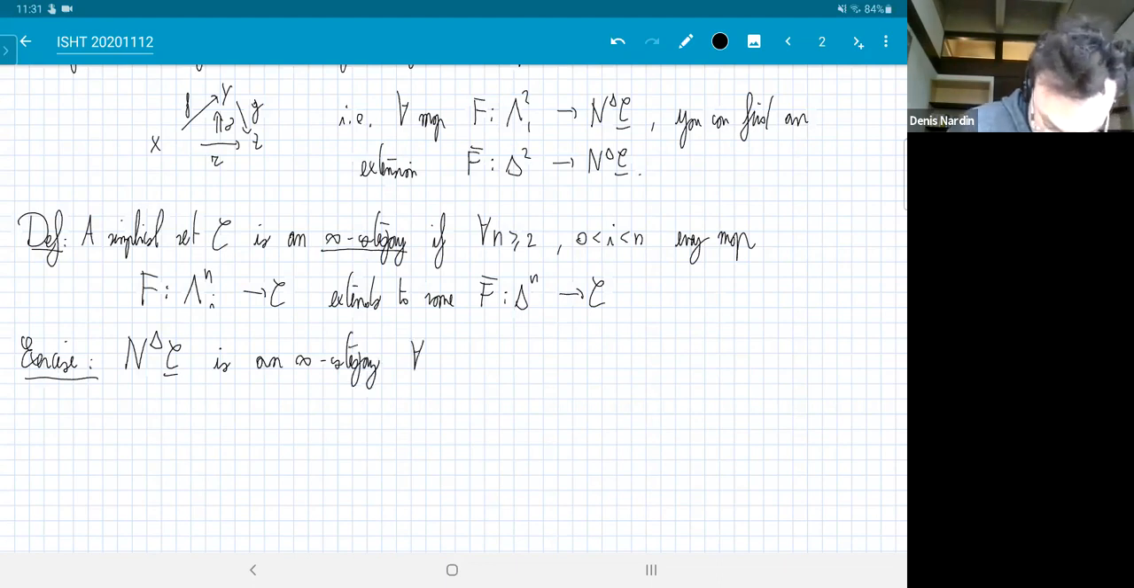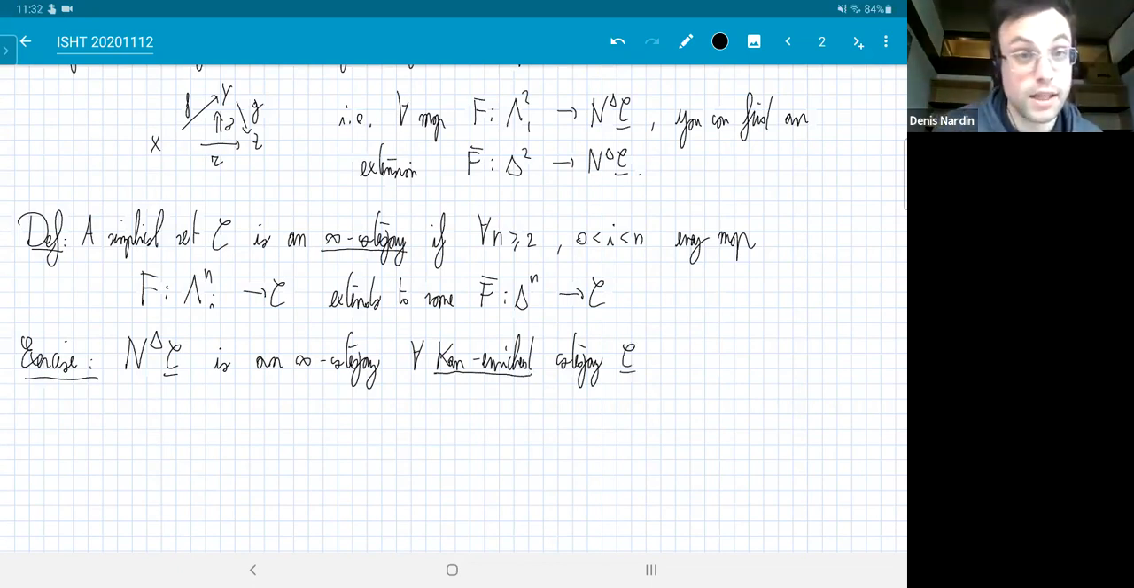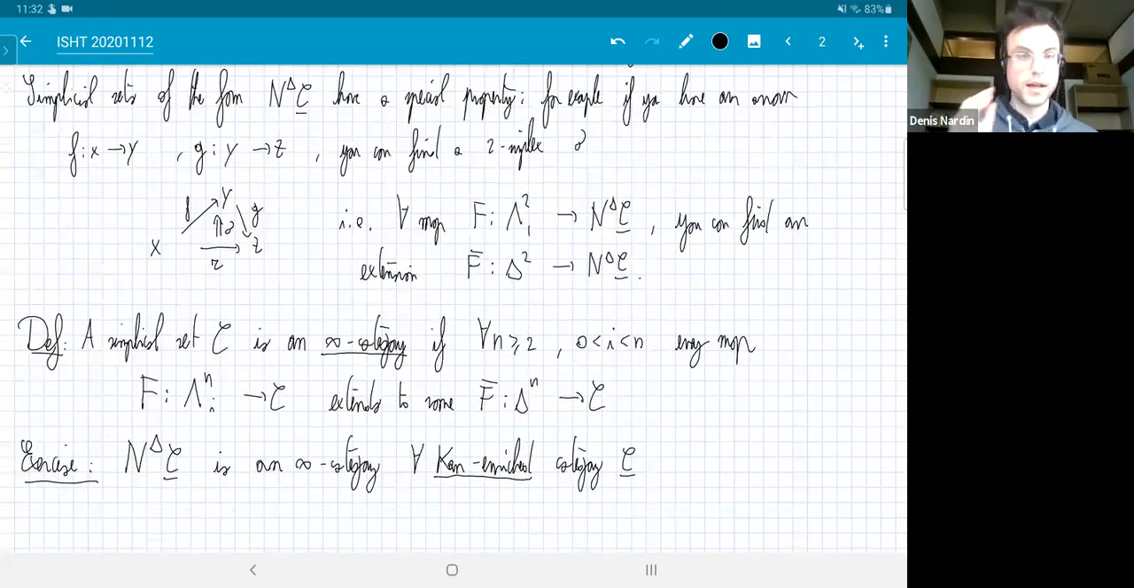for every Kan-enriched category C underline. And here it's very important that it's Kan-enriched, otherwise it is false. In the end, you're going to have to extend some map from some simplicial sets into the mapping space, and you will have to use Kan complexes to do that. Okay. Sorry for going a bit fast at the end here. Are there questions?